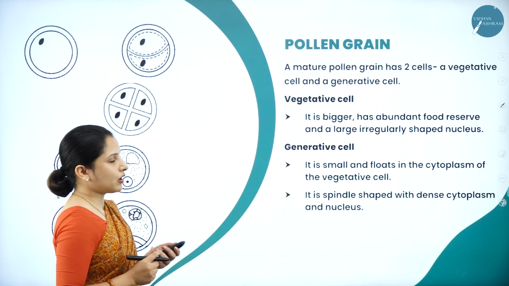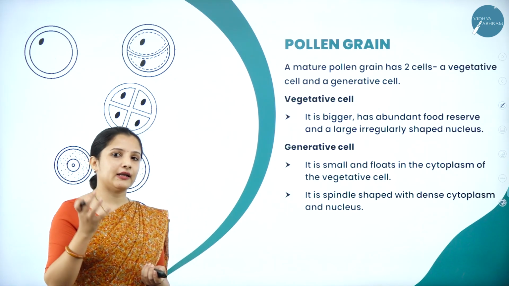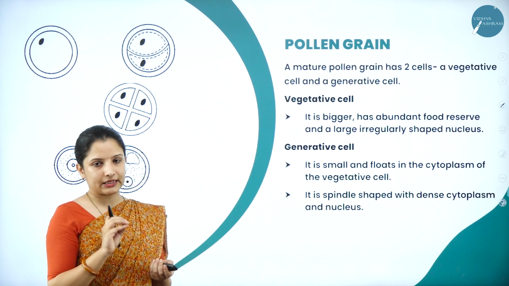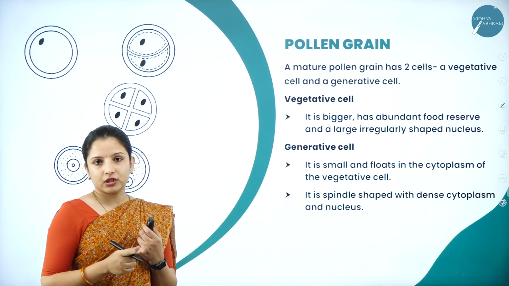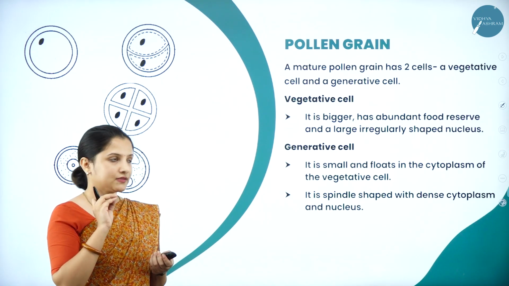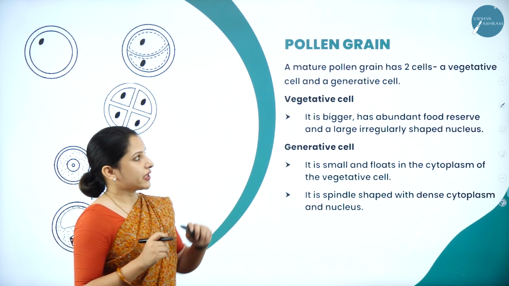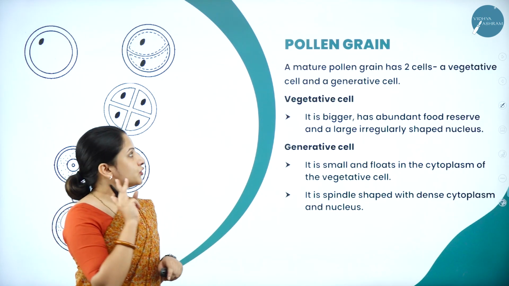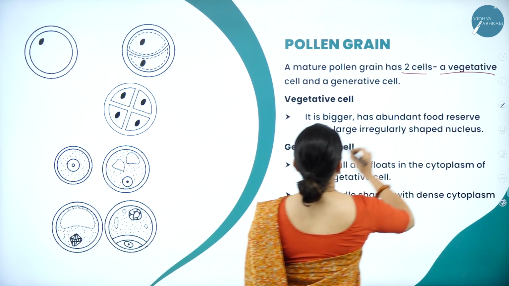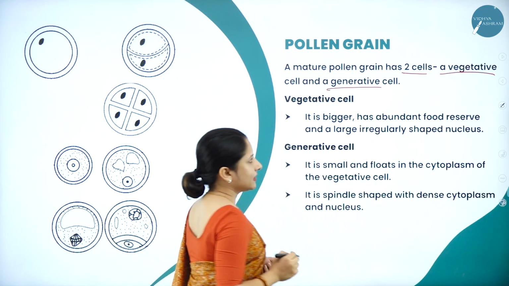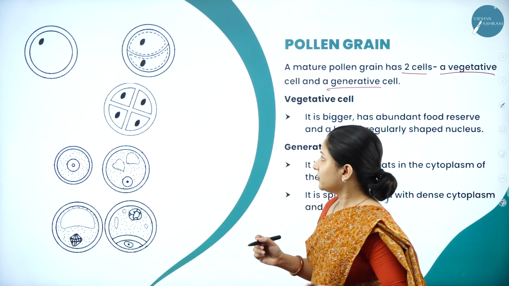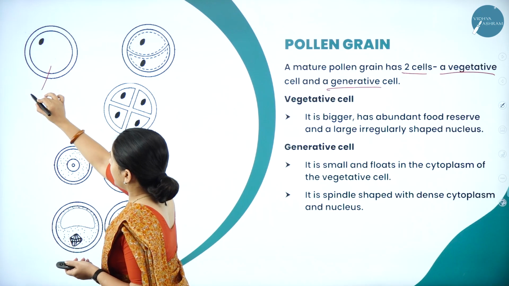So we'll study about what is inside the exine and the intine. There are certain structures present inside the pollen grains. What are they? I told you earlier itself, the pollen grain has a vegetative cell and a generative cell. So when you see a mature pollen grain, it has two cells. One is the vegetative cell and the other one is the generative cell. We'll study about them one by one.